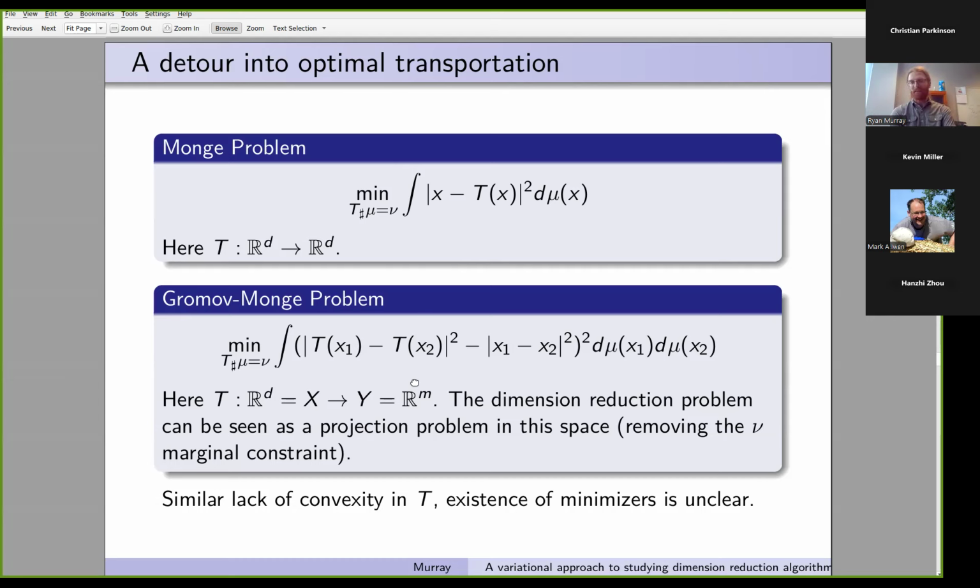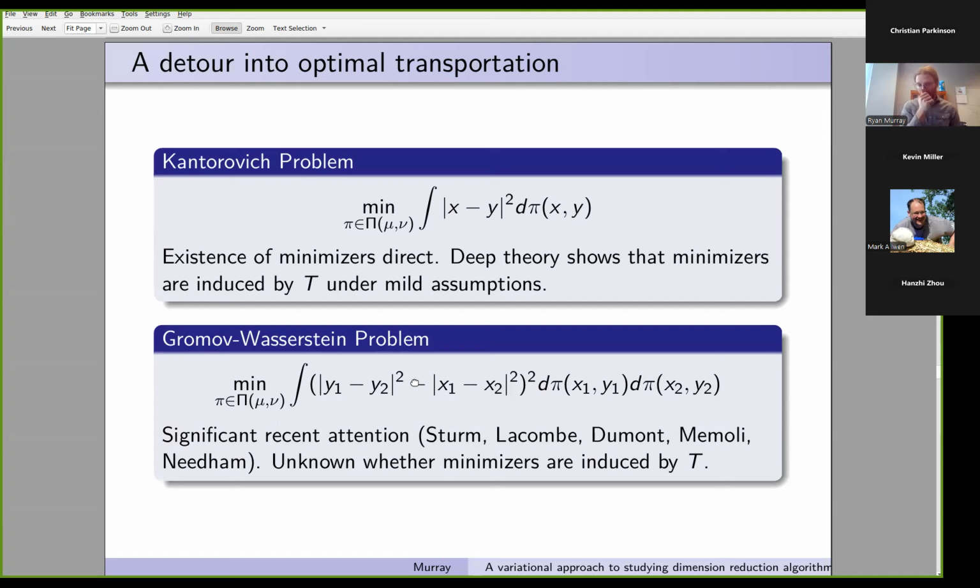Okay, there's a lack of convexity in terms of T that just makes it hard to say whether minimizers exist or not. The standard approach that people take to tackling this problem, which took a long time to figure out but now is standard, is that you relax the problem. Instead of requiring that a single point x be mapped to a single point y, you now allow x to be mapped to multiple y's.